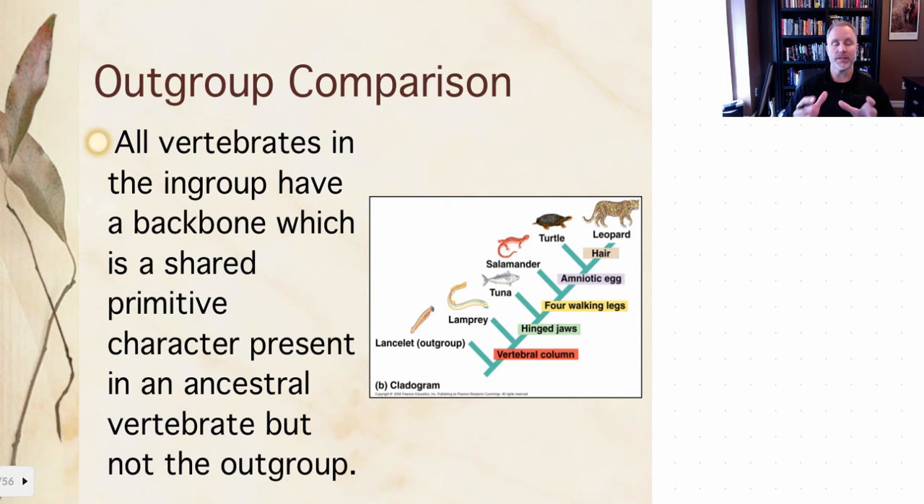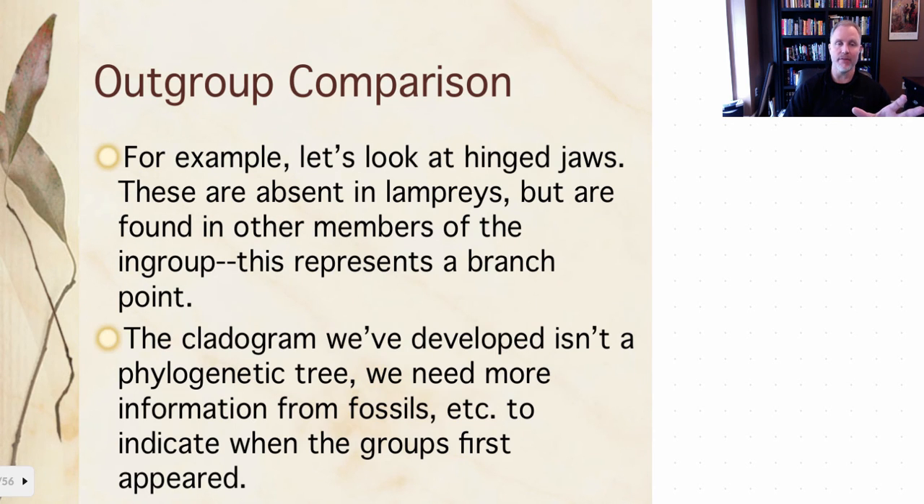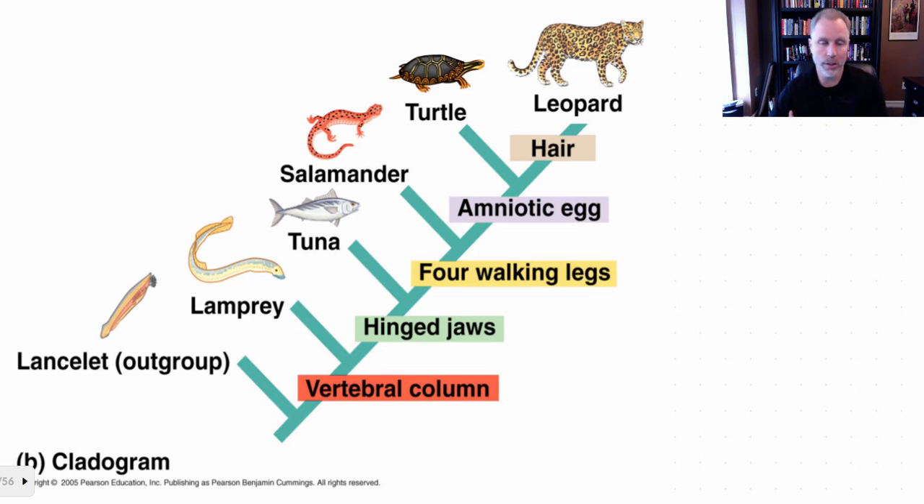So all vertebrates in the in-group, of course, as we said, have a backbone, and that backbone is the shared primitive character that's present in an ancestral vertebrate but not in that outgroup. Okay, so if we go back to the lancet, it's an outgroup again because it doesn't have a backbone. So if we look at the idea now of a hinged jaw, these are absent in lampreys. So we'll look at the picture here.